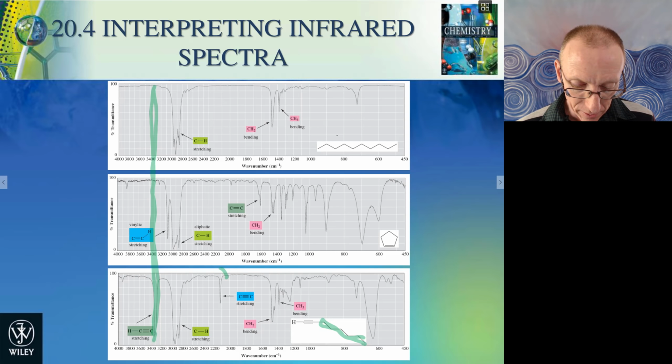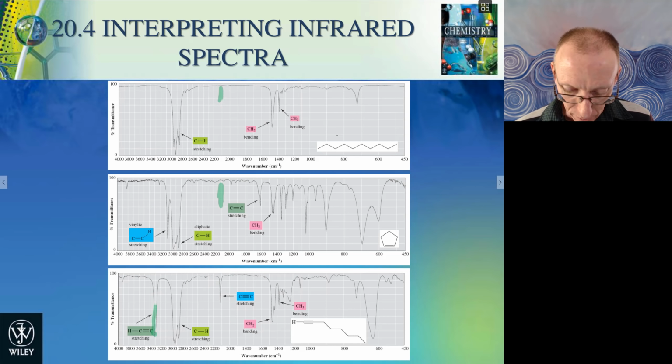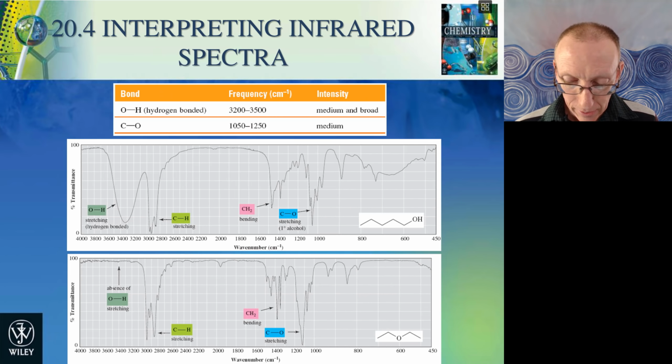We've got our CH stretches of the sp3 hybridized bonds. And then we've got this peak standing out like a sore thumb here of a carbon-carbon triple bond coming in at about 2100 or so. And that's completely missing from the alkene and missing from the alkane. And then we've got some CH2 bending and some CH3 bending in this region, and some peaks down here in the fingerprint region. So we can see how infrared spectra can tell us whether we've got an alkene, an alkane, or an alkyne. Let's have a look at some oxygen-containing molecules.